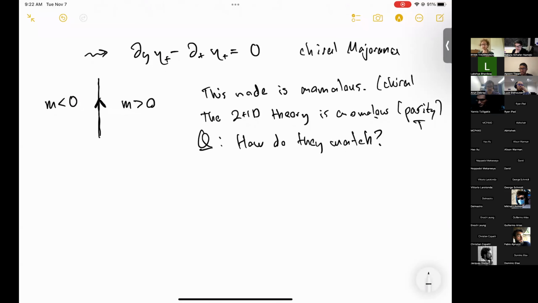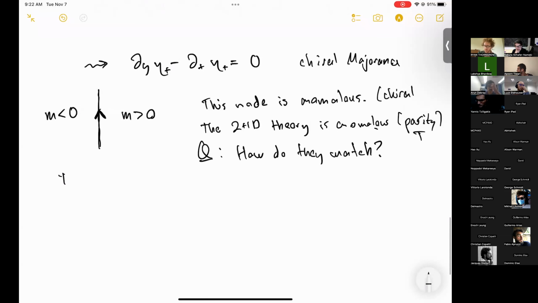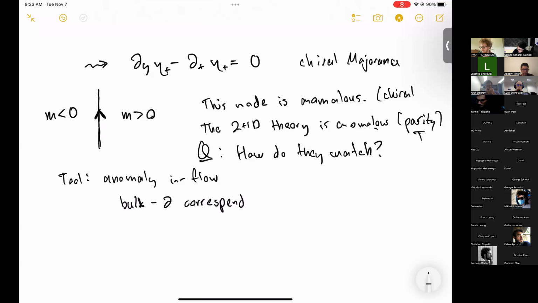We're just asking at this moment, how do the anomalies match? So the tool we have available to us is anomaly inflow. In other words, we have a correspondence. We have a bulk boundary correspondence between anomalies and invertible TQFTs.